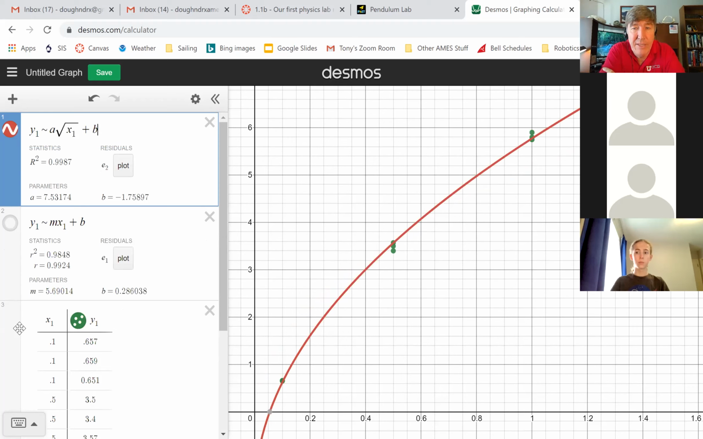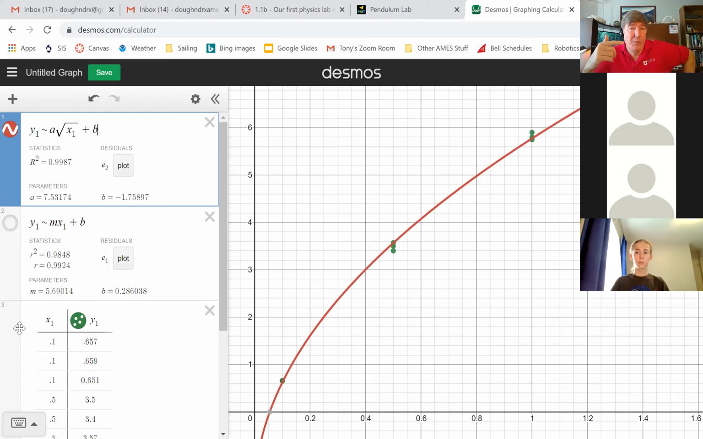So the equation then, if we go with the square root function, the equation that fits it the best is y equals 7.53 times the square root of x minus 1.75. All right, is this cool or what? Did you guys know that Desmos could do this? All right.